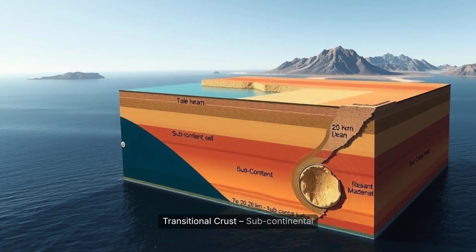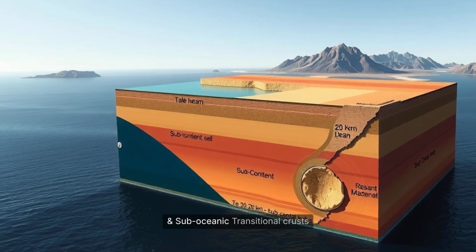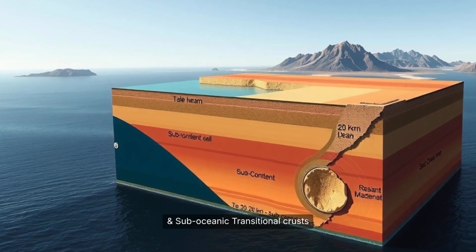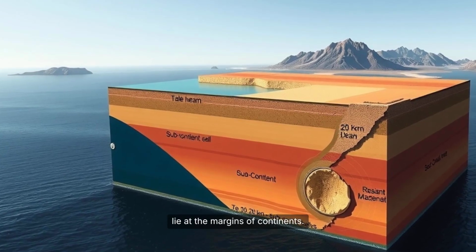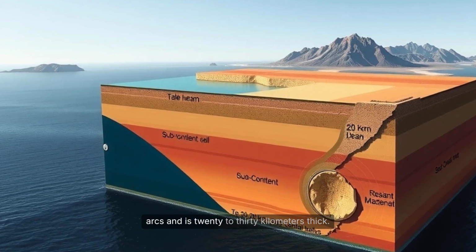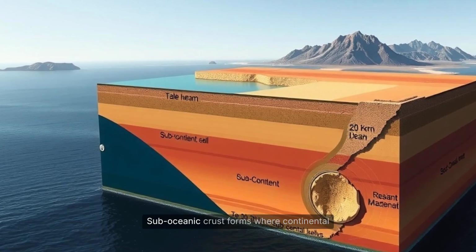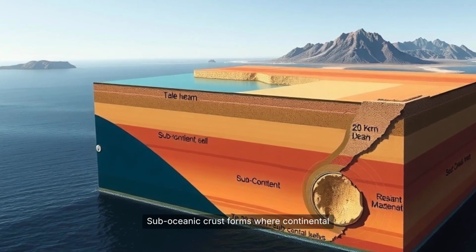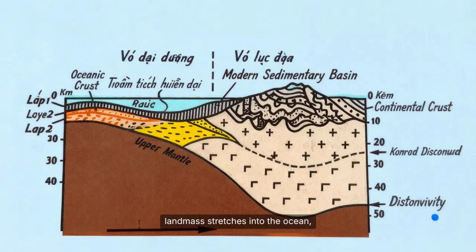Transitional crust: subcontinental and suboceanic. Transitional crusts lie at the margins of continents. Subcontinental crust is found around island arcs and is 20 to 30 kilometers thick. Suboceanic crust forms where continental landmass stretches into the ocean. And in these regions, the sediment thickness can reach 15 to 20 kilometers.